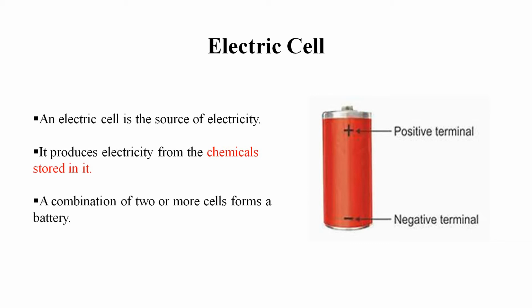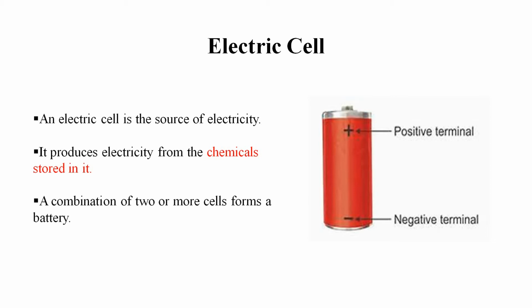Students, if we unscrew the torch from the back, we would see a bulb and two or more cylindrical bodies. These are electric cells. These cells make the torch bulb glow. Students, an electric cell is the source of electricity. It produces electricity from the chemicals stored in it. When the chemicals inside it are used up, it stops producing electricity. Then it has to be replaced.